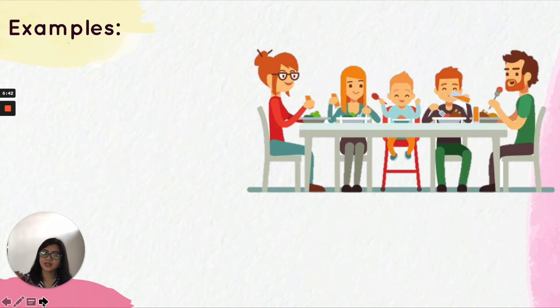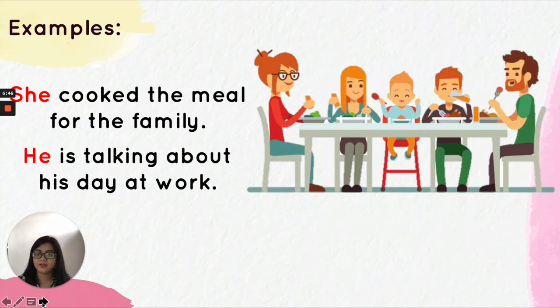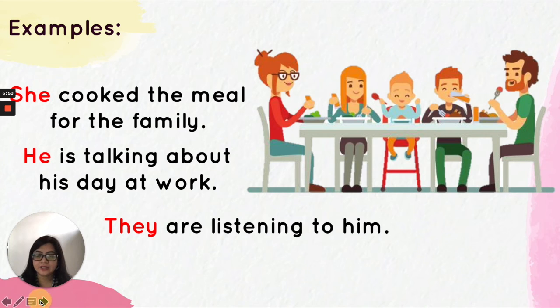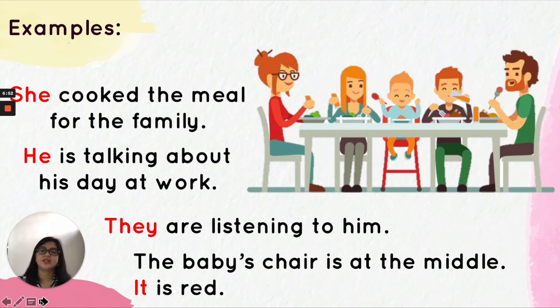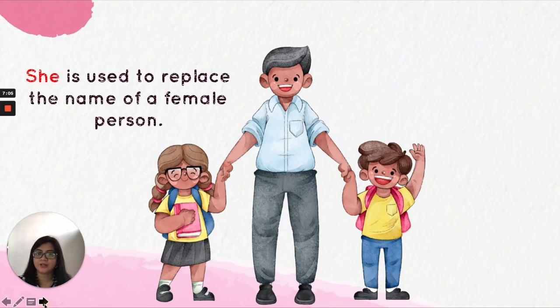So as an outsider, we can look at this picture and we can say, she cooked the meal for the family. He is talking about his day at work. They are listening to him. The baby's chair is at the middle. It is red. So I think you now know, figure out, when do we use she, he, and it. Okay, so let's talk more about that.